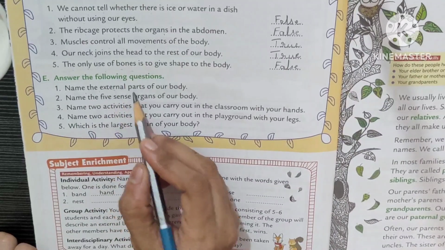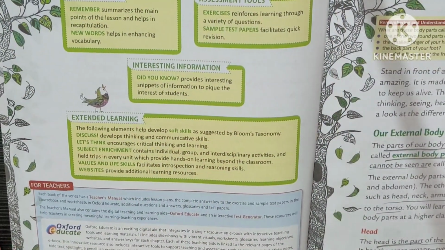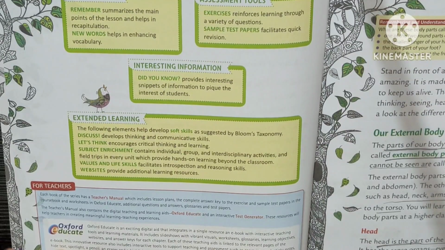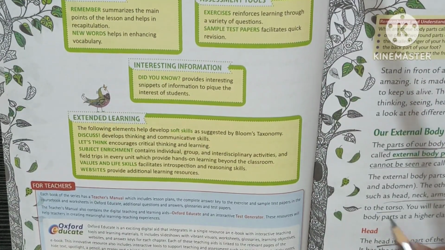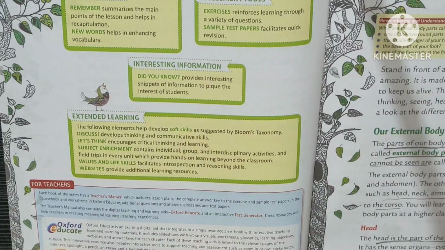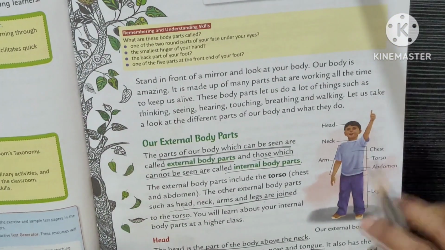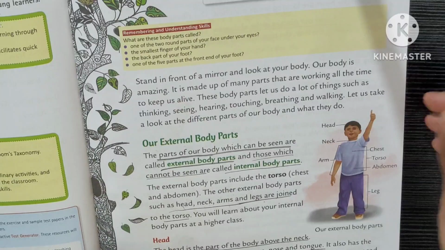Name the external parts of our body. External parts: head, neck, arms, chest, legs. These are the head, neck, arms, legs. These are the external parts.